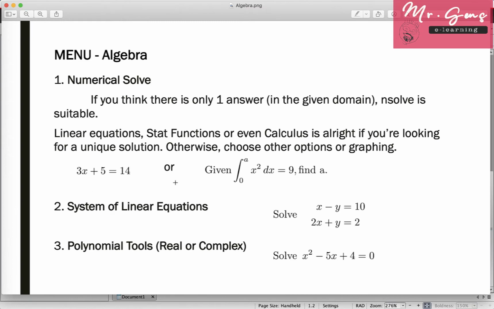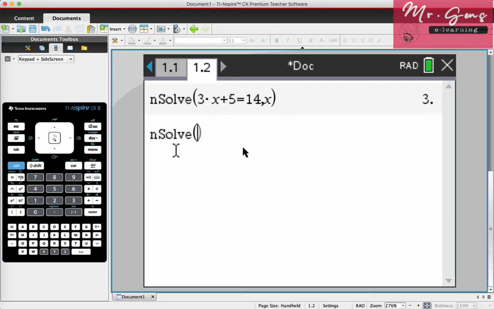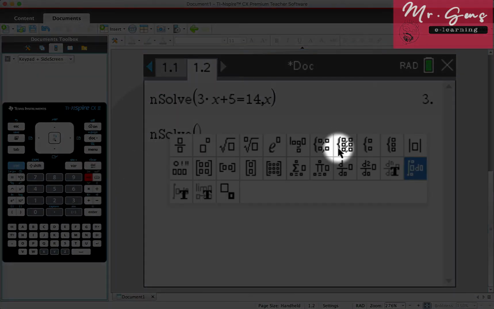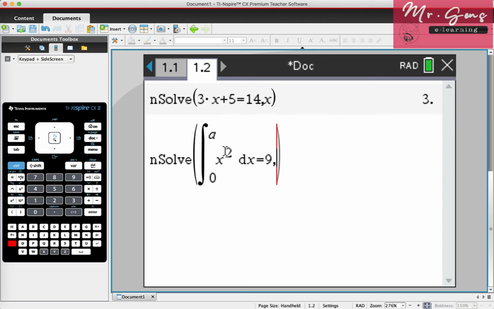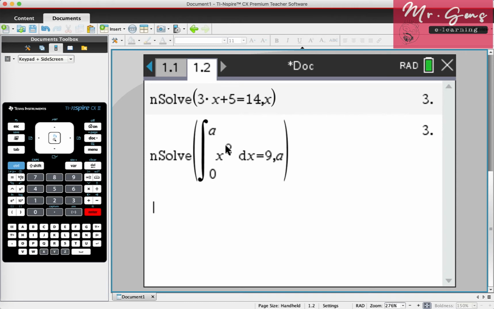My example was this equation. I'll be typing. In this example, I'll be looking for a solution for A. When you press enter, you will get the result.